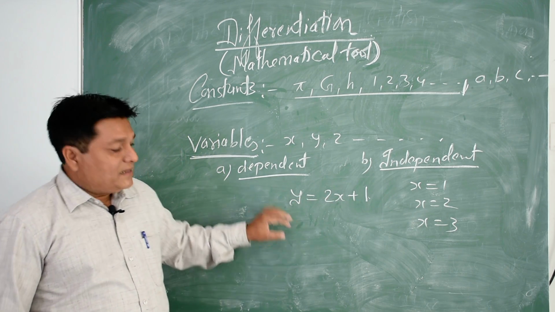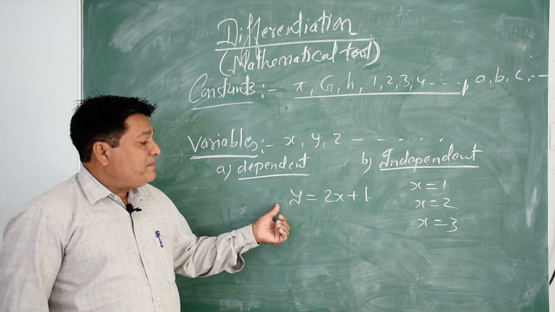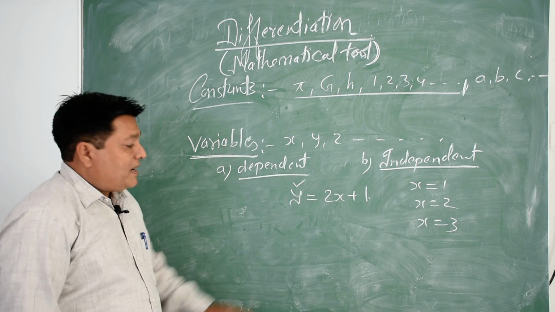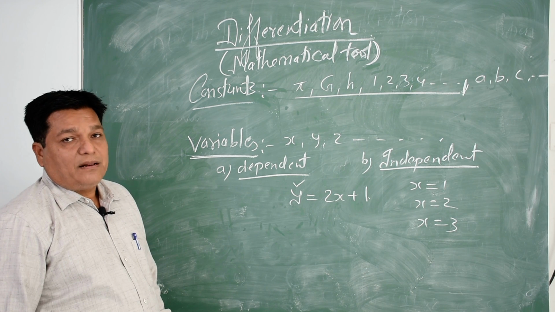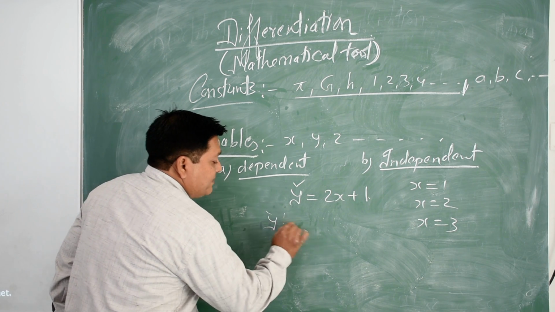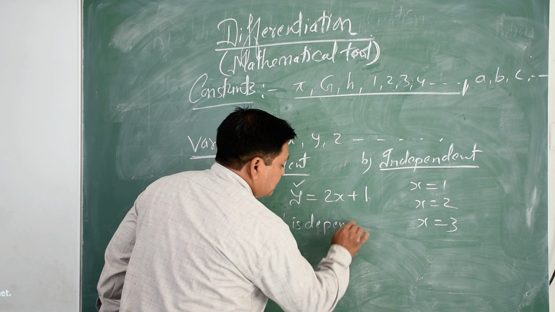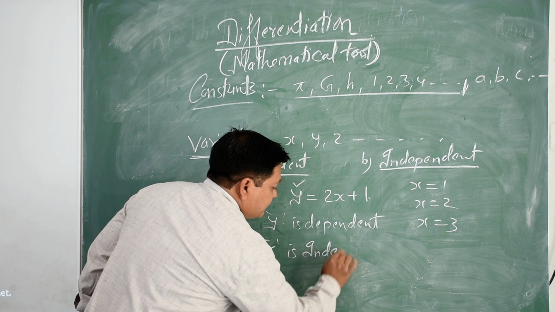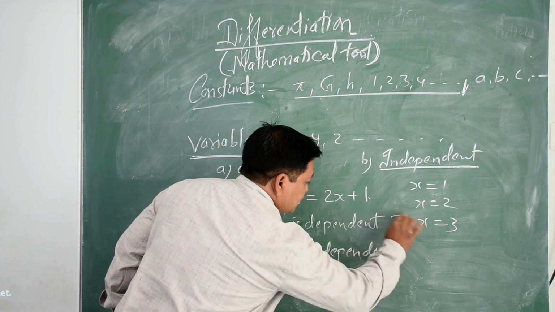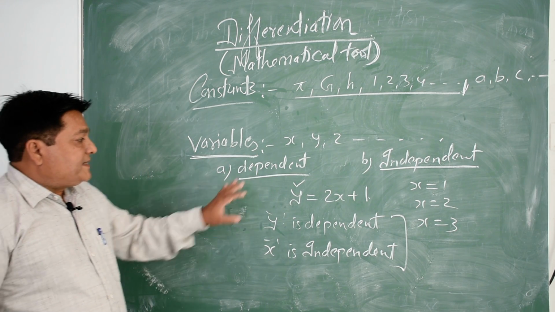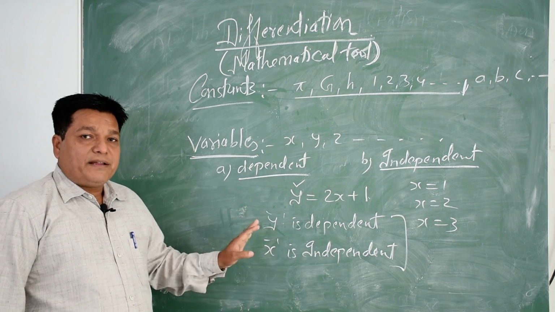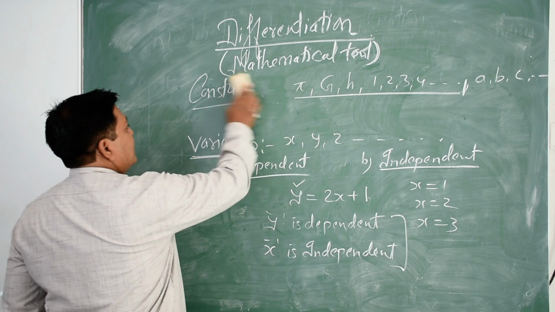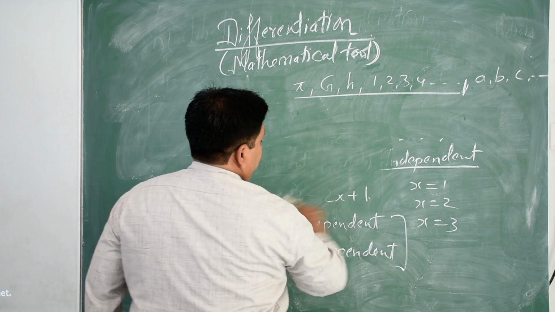It means that the value of the variable y depends on the value of x. So y is the dependent variable and x is the independent variable. These are said to be the dependent and independent variables. Let us go on to the next thing related to differentiation, that is the function. What do we understand by a function?